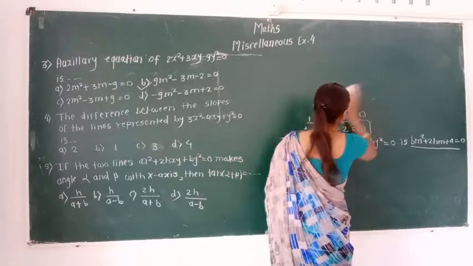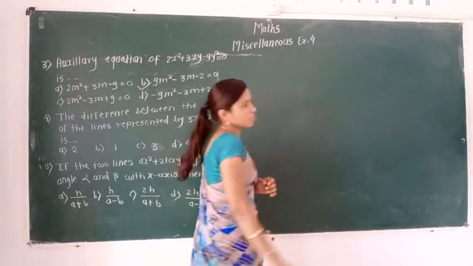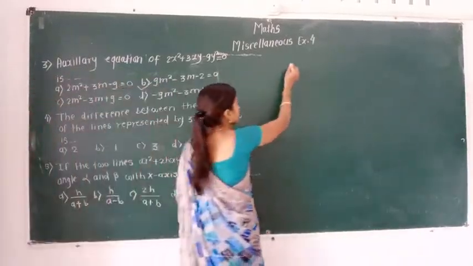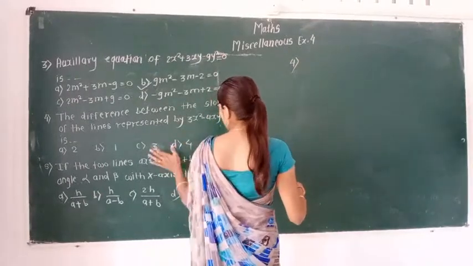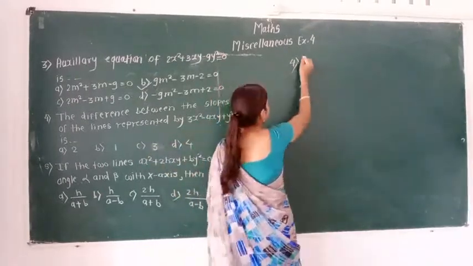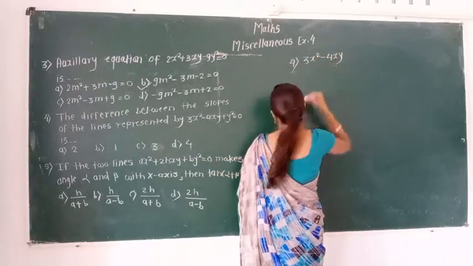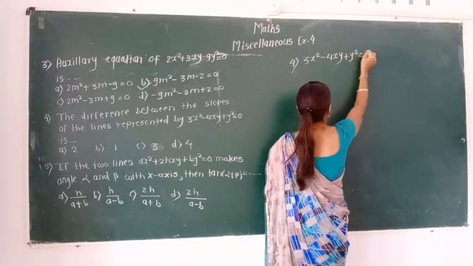Now see the explanation of our example number 4. The given equation is 3x square minus 4xy plus y square is equal to 0.